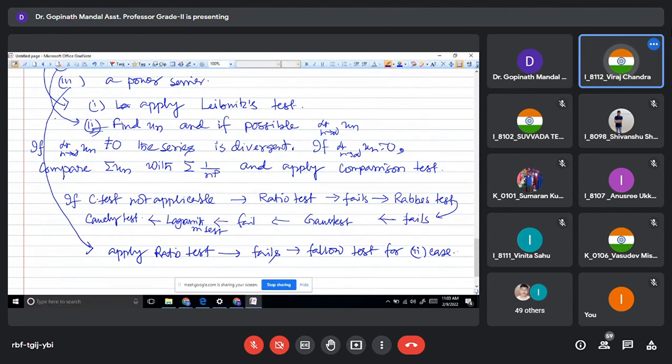Sir, for the third case, if it fails, follow the test for the second case, that means after the ratio test, in the second case we are doing Raabe's test, then if that fails, we continue after that. Yes. Then consider the power series as a positive term series, and apply the tests after the ratio test.